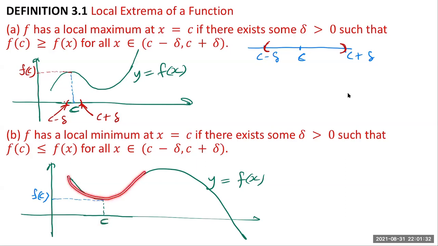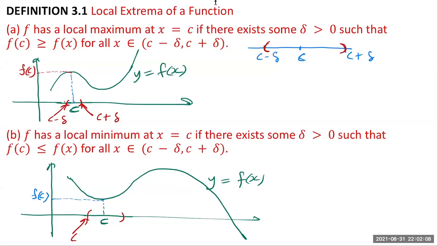Here is an example where you have a local minimum at c. Let's say your graph of f(x) looks like this, and here is the point c. I claim that at x = c, I have a local minimum, because I can find a small enough neighborhood around c. Say this is the point c − δ and this is the point c + δ. Then if I pick any x value in this interval, my f(x) is bigger than or equal to f(c).